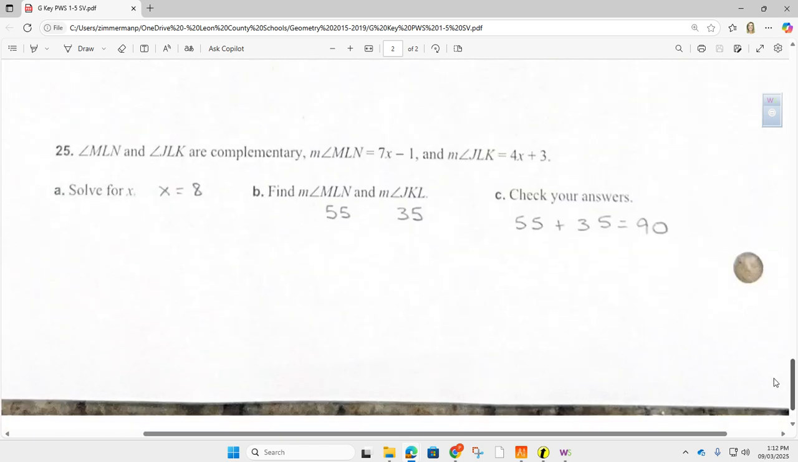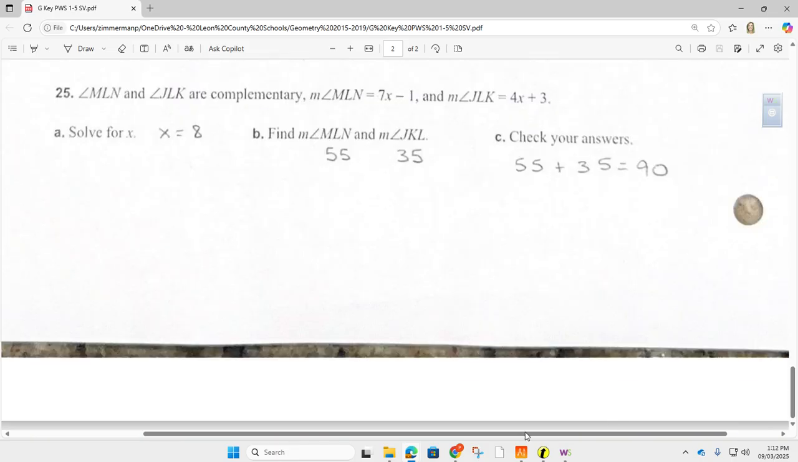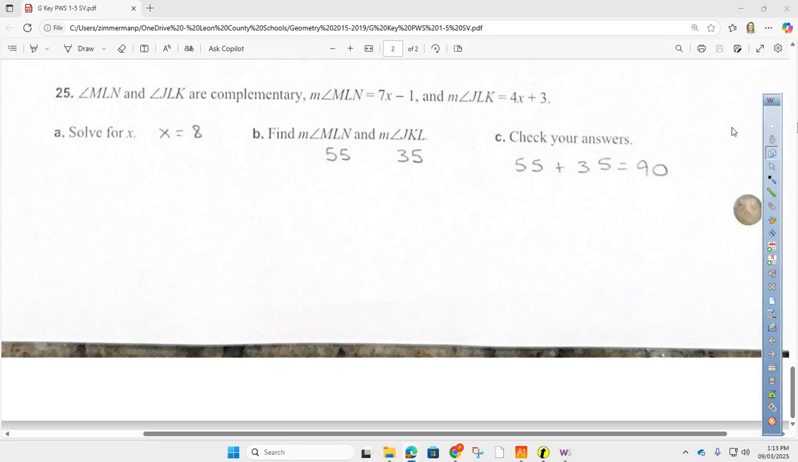Okay. It tells us here that MLN and JLK are complementary. Do you remember what complementary means, Jamari? You got your notes from yesterday? Anybody help him? What does complementary mean? Pardon? I couldn't hear. What's complementary mean? In my notes?